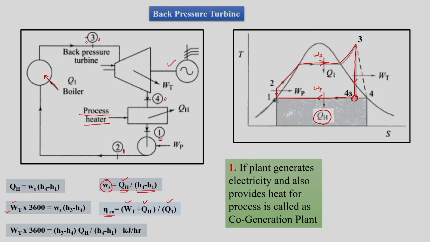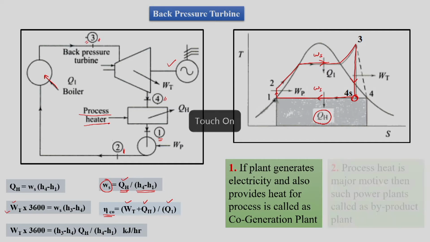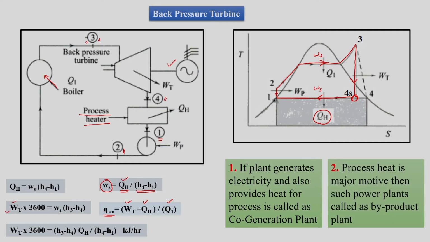Here, if a plant generates electricity and also provides heat for the process, then such a plant is called a cogeneration plant. Basically, we are not solely producing electricity, but we are also doing a process which is essential for industries such as the paper industry, jute industry, sugar industry. So, that process is getting done, and we are also generating electricity. We are doing two things, and that is why such a plant is called a cogeneration plant.